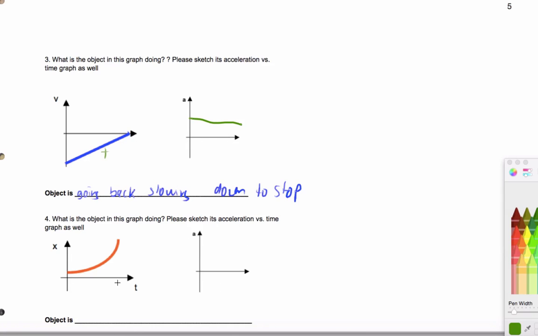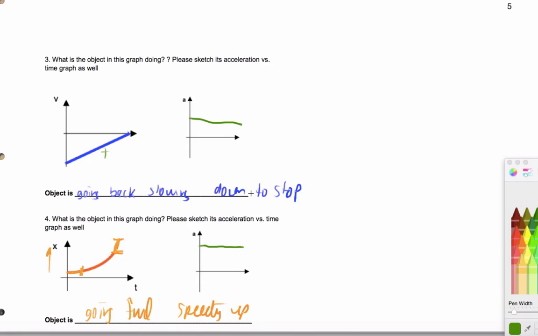And then here, what is the object doing? It's going forward, and it's speeding up. Again, it's moving in the positive direction, and here it's flat, which means slow, and then it goes to steep, which means fast. And again, the acceleration graph is positive because I'm going forward, speeding up.